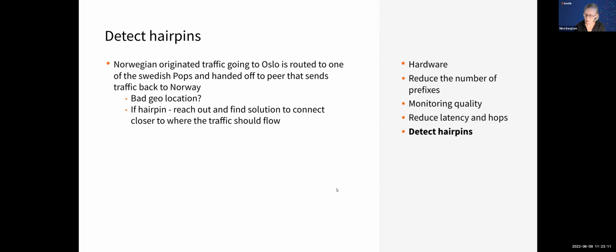Are there any networks you should peer with on your different IXs or your different locations? Are there any hairpins? Are there any bad routings? And do that on a regular basis to make sure that your traffic is always flowing optimally.